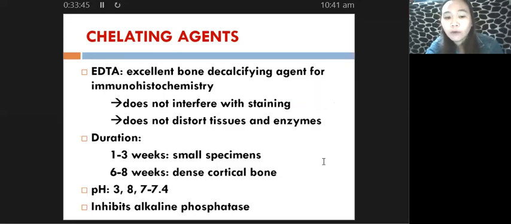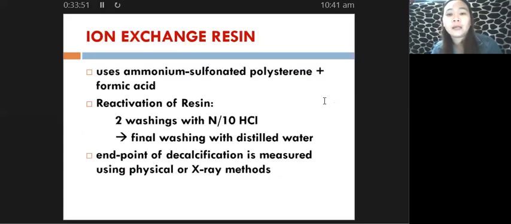So now let us move on to another method that we can perform to remove your calcium and your mineral deposits. The next one, we have your ion exchange resin. In the case of your ion exchange resin, there is an additional material that is required. And what is that? Of course, it's your resin. The resin that we use for this method is your ammonium sulfonated polystyrene.